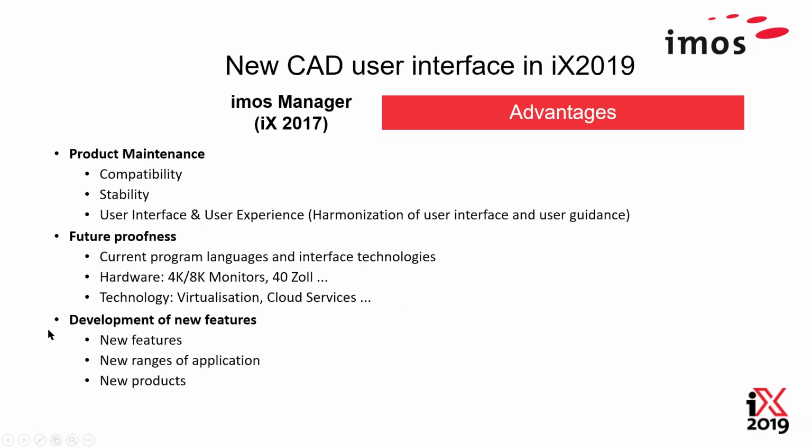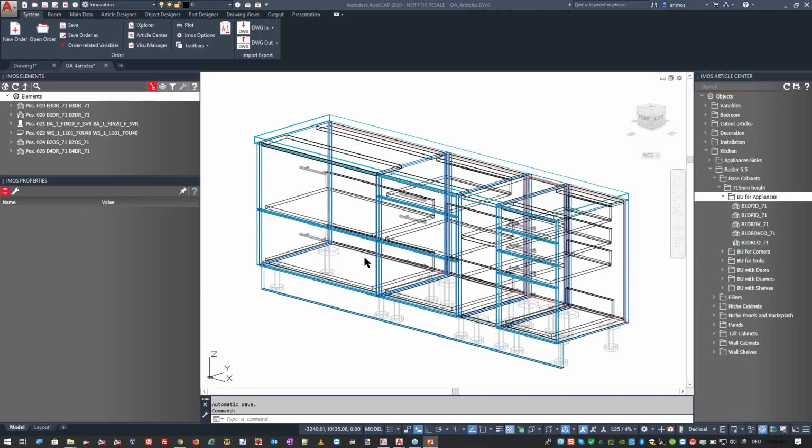Further on, we can develop new features. We will see some new features today, and we have the opportunity of new ranges of the application, and we can provide new products. So far, the general information about it, and now let's enter the surface, and we will start with the Article Center.